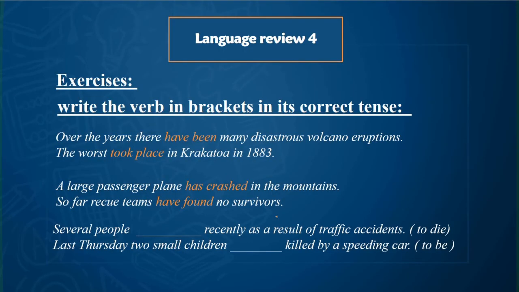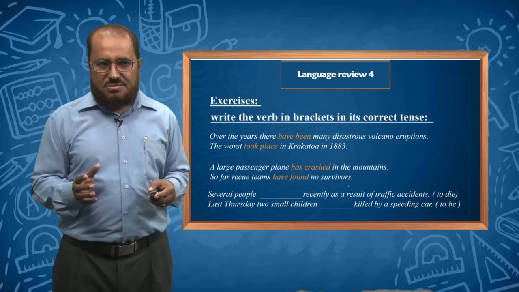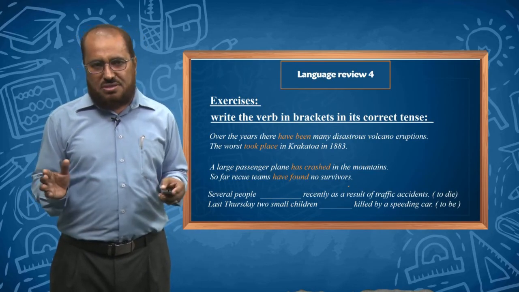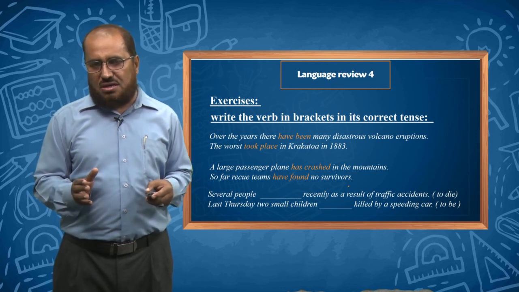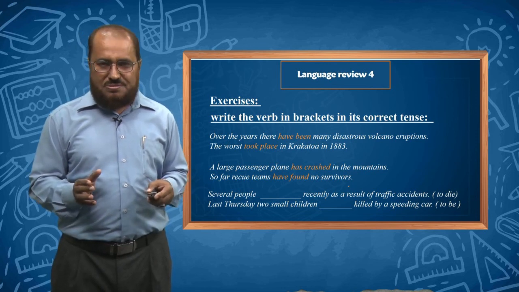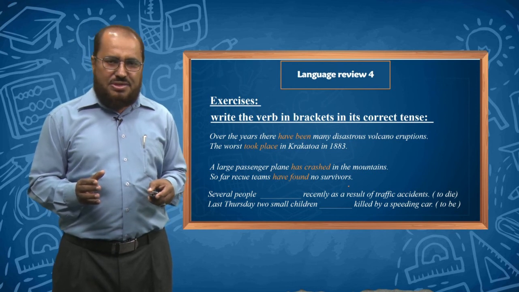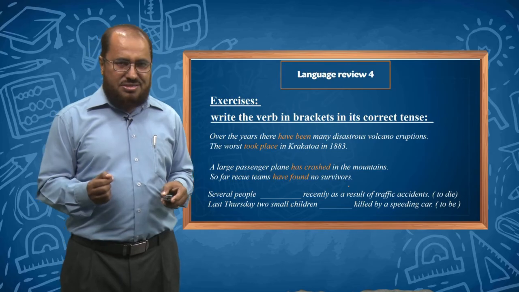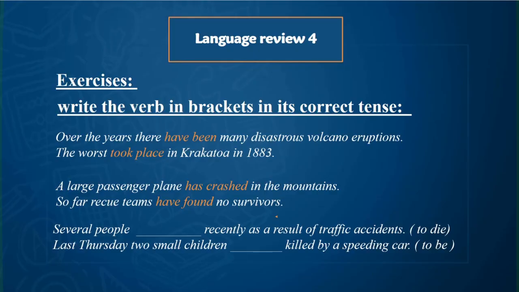Okay, what about this one here? Several people (die) recently as a result of a traffic accident. To die. Last Thursday, two small children (be) killed by a speeding car. To be. Think for a moment, then tell me the correct answer. Which one is past, which one is present perfect, or both?